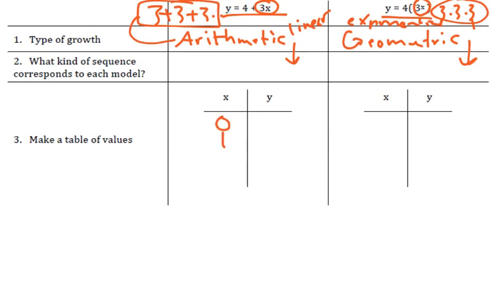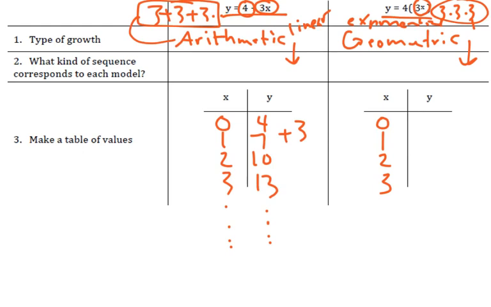So if we make a table of values, let's go 0, 1, 2, 3. So in this first one, we start at 4. Then we're adding 3 each time, right? So 4, then 7, then 10, then 13, and so on.